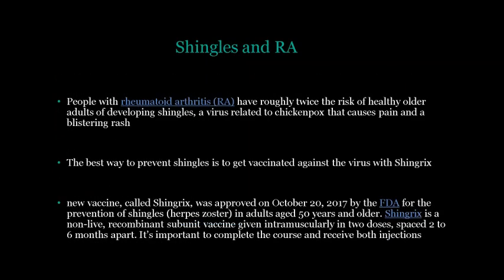Now, there is a possibility of shingles with biologics and rheumatoid arthritis. People with rheumatoid arthritis have twice the risk of healthy older adults developing shingles, a virus related to chickenpox that causes pain and blistering rash.